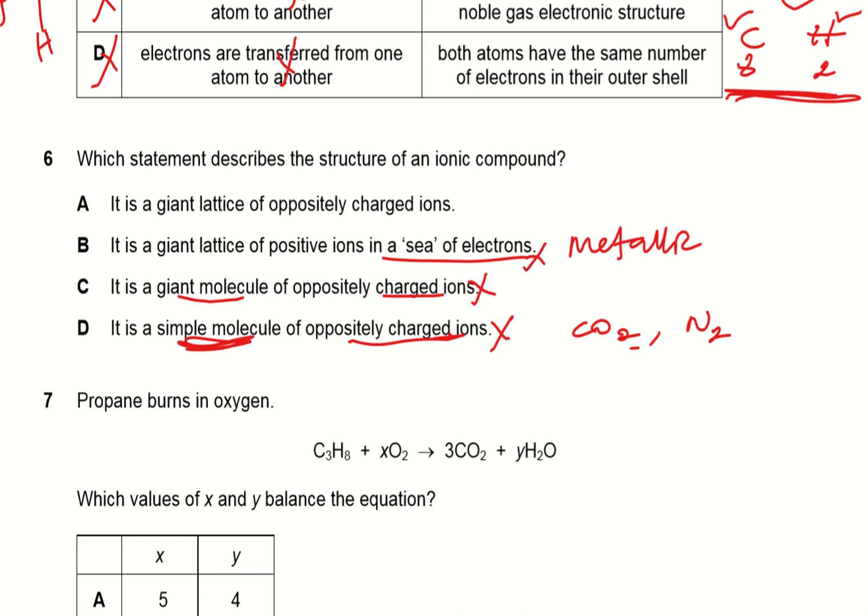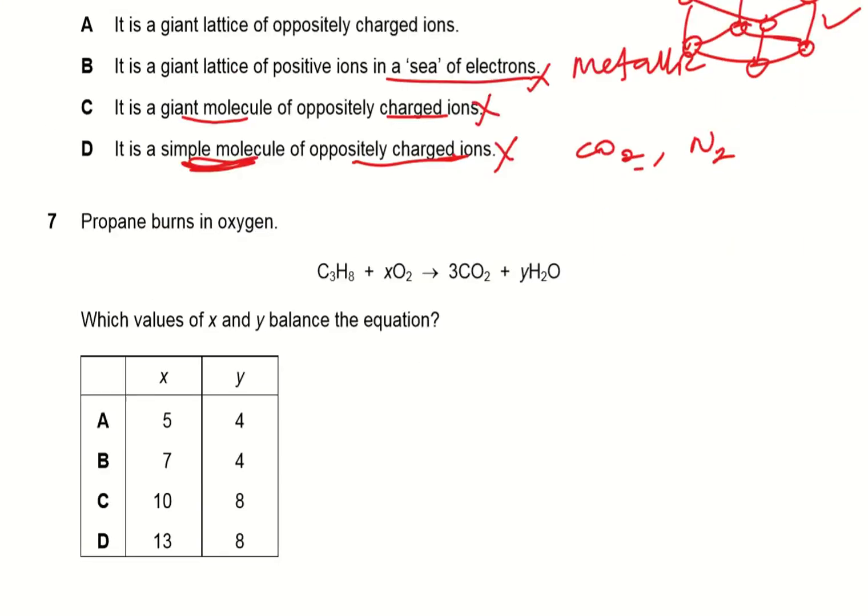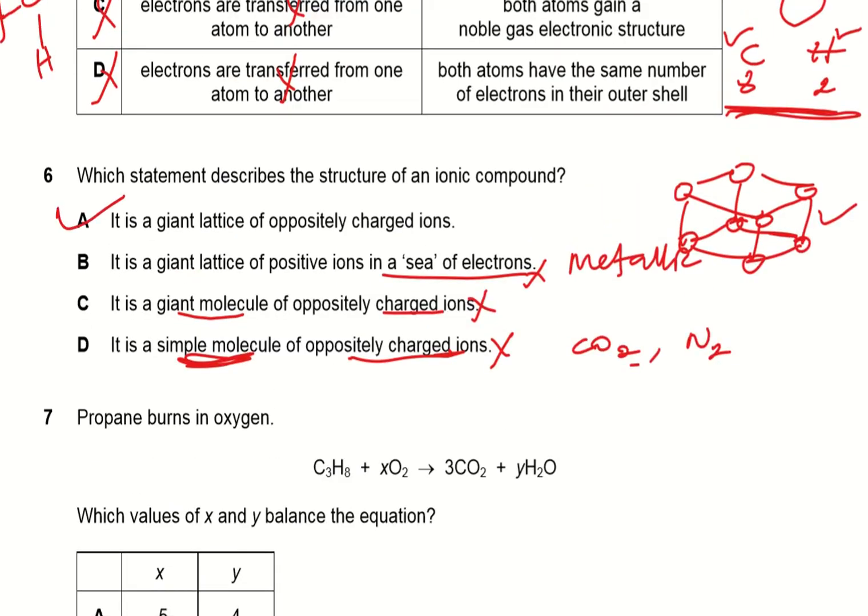Ionic compounds are said to have a giant ionic lattice, and of course they have oppositely charged ions. The positive and negative ions are held together in a giant ionic lattice. The word lattice simply means you have a regular arrangement of particles, but in this case the particles that are connected together are oppositely charged ions. So we call this a giant ionic lattice. Good. The correct answer here is A.